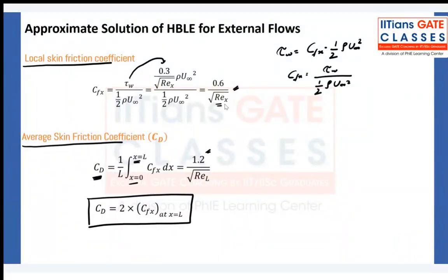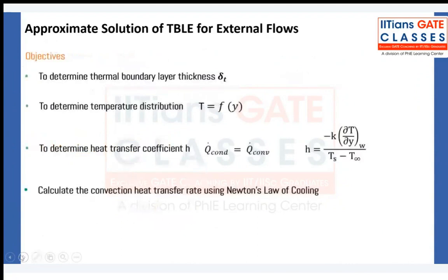Chalo. Now thermal boundary layer thickness. We will quickly go over it. In hydrodynamic, our objective was to calculate hydrodynamic boundary layer thickness. In thermal, we have to calculate thermal boundary layer thickness. Then there we calculated du by dy. Here we are going to calculate dt by dy. And finally, we are going to calculate h. That was the main objective of the conventional analysis.